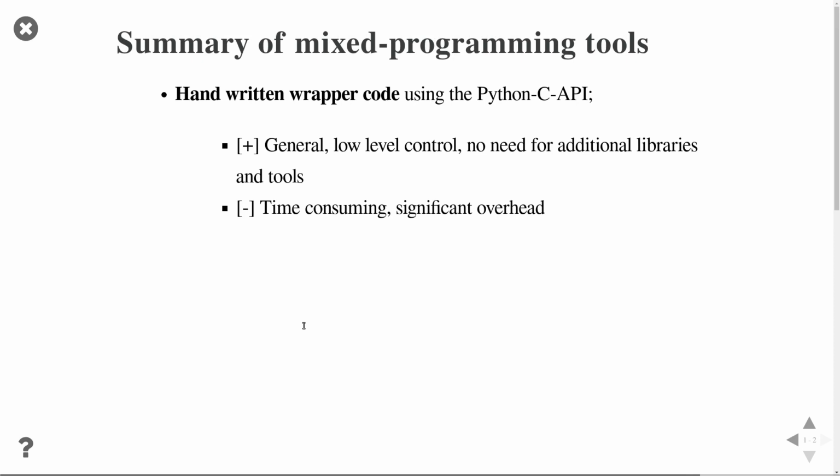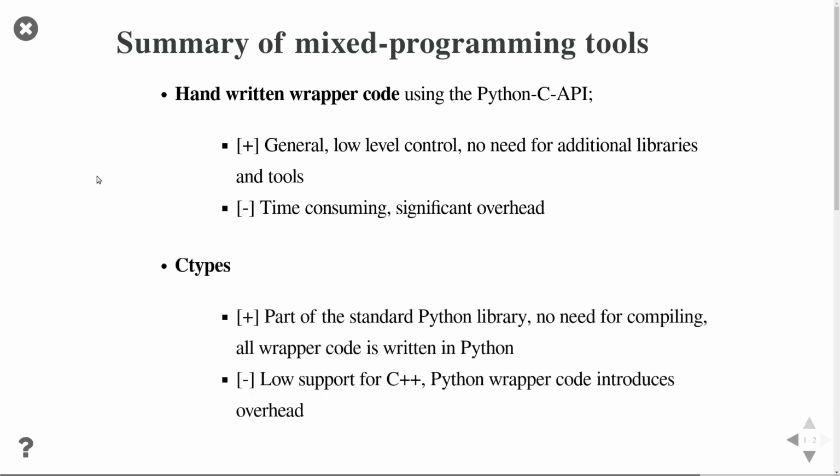The most general, but in a way the most annoying way of doing it is to write the wrapper code yourself. The wrapper code is exactly that: code that wraps a C function into a Python function and makes it available to the Python interpreter. There's a Python C API that allows you to do exactly that. It's a very general, very low-level approach to wrapping existing C code. The result is that it's really time-consuming and comes with significant overhead, and I don't think anyone does it anymore. We have much, much better tools by now.